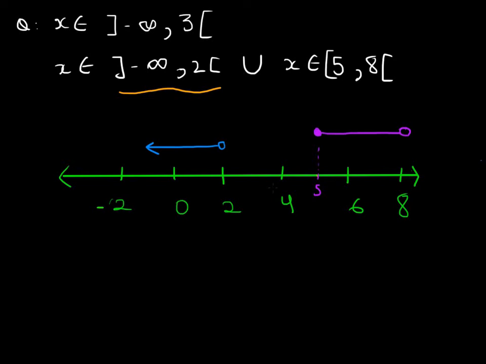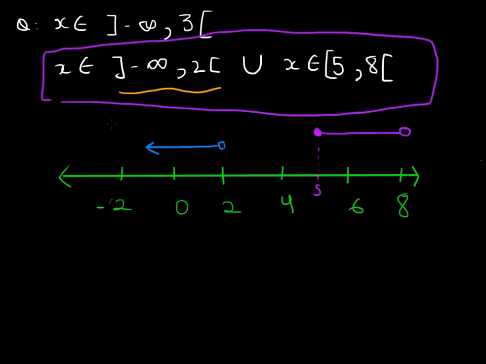Because this is a union, all the numbers that are represented by this entire equation will be anything from negative infinity up to 2, but not including 2, and between 5 and 8, including 5, excluding 8. Let's move on to the next question.